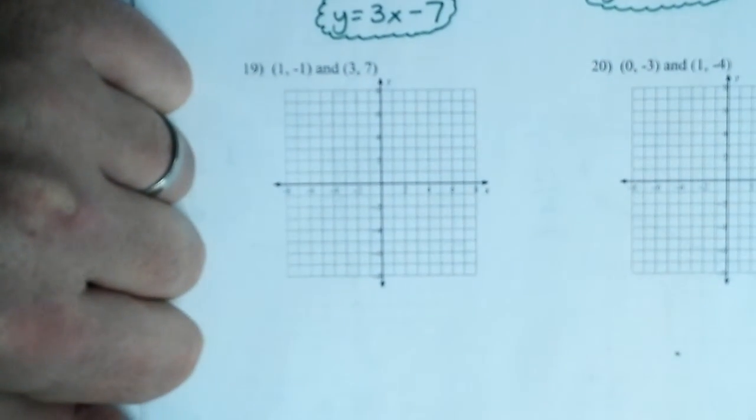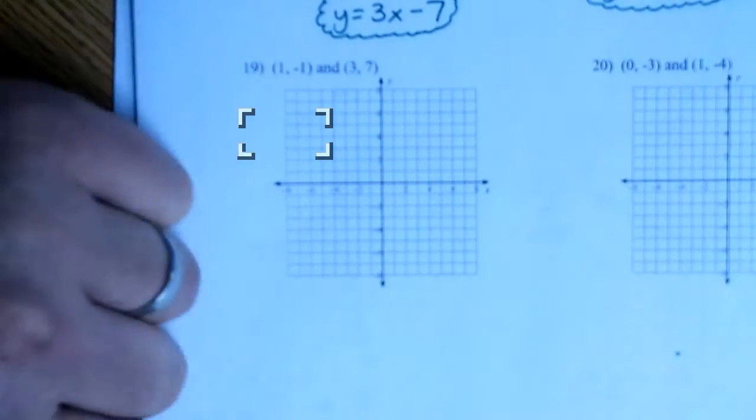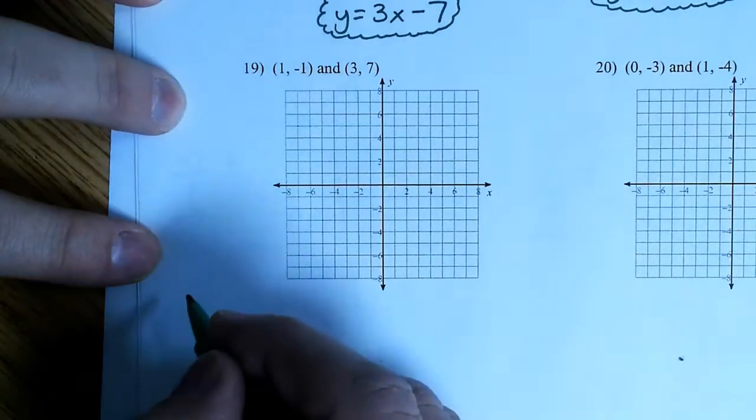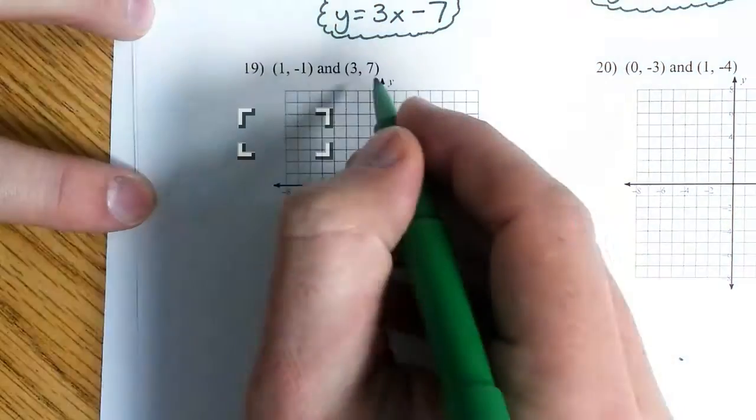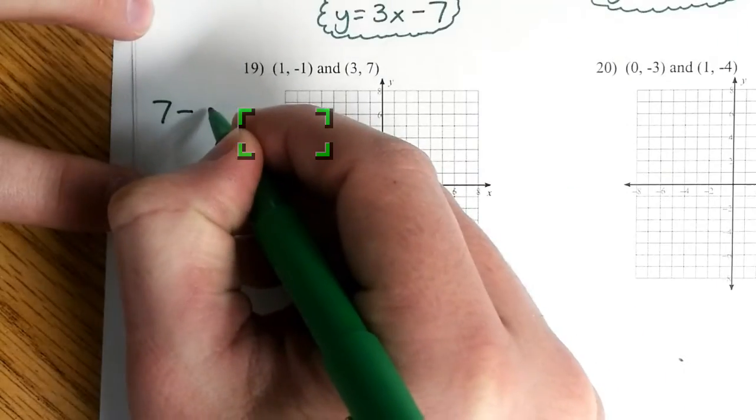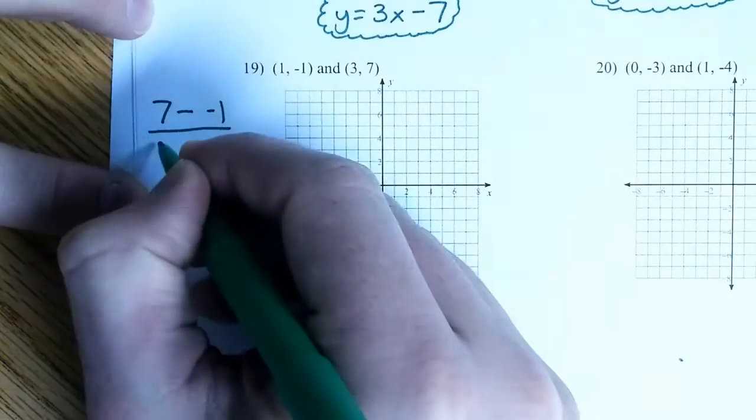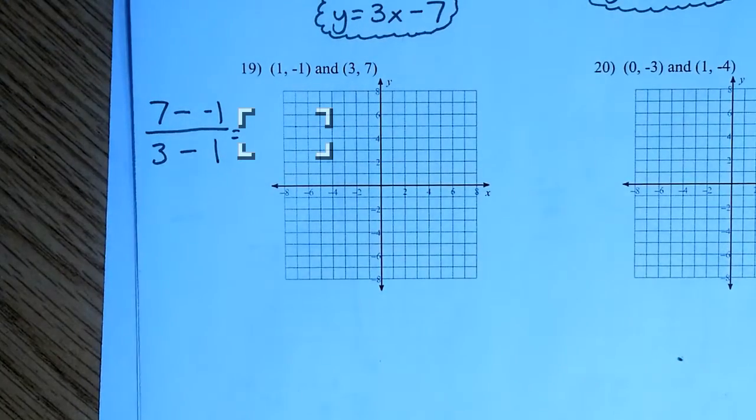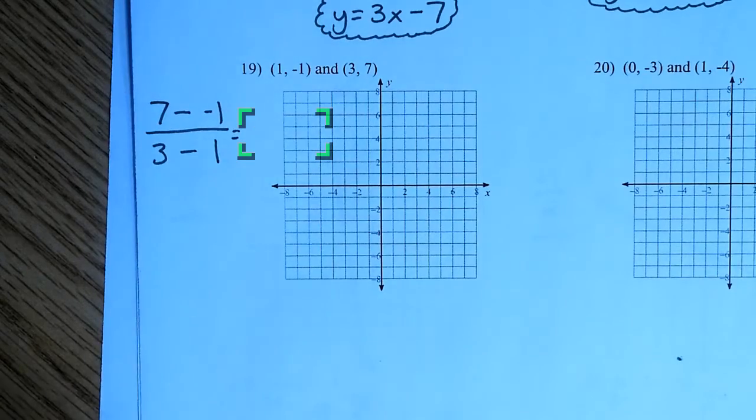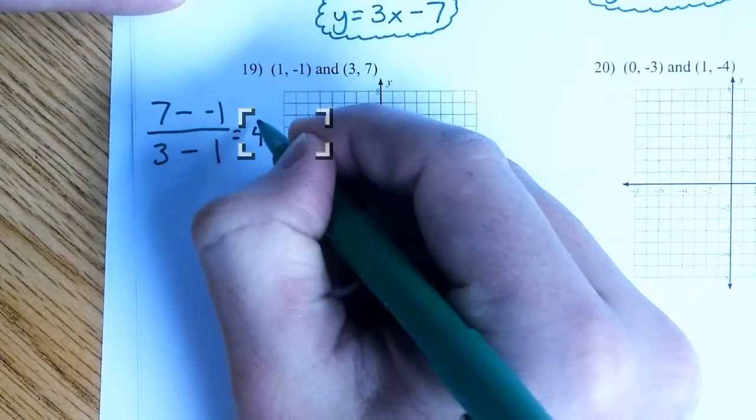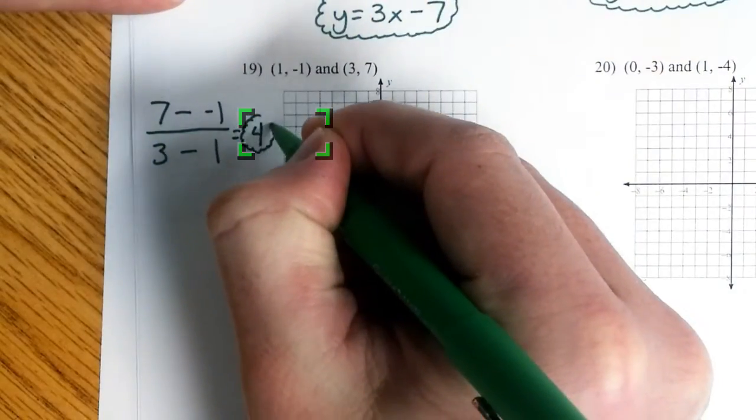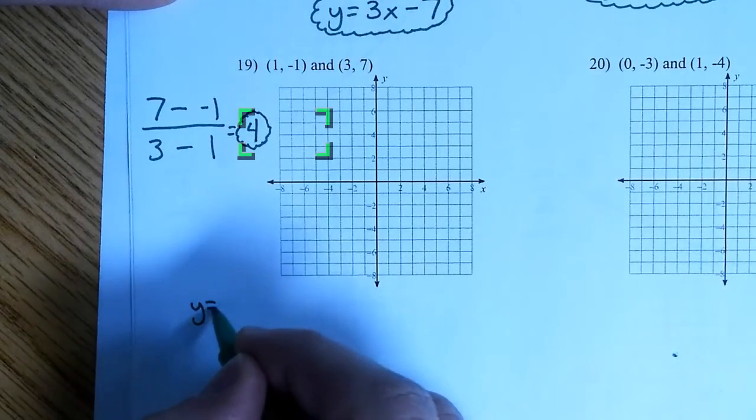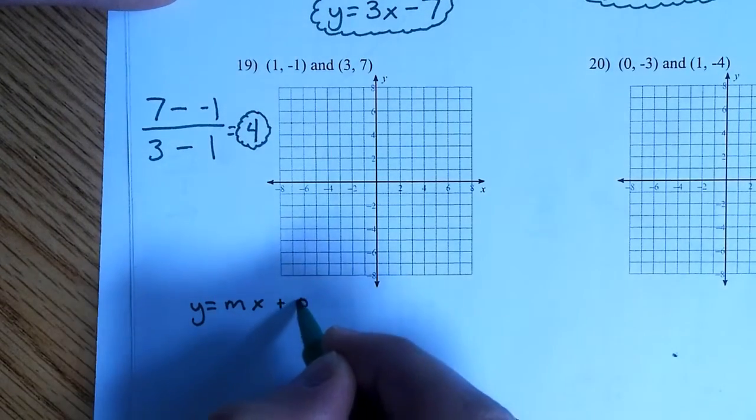So, 19 and 20, I'm going to go through these pretty quick just because we just did problems like that. Our y2 is 7 minus negative 1 over 3 minus 1. So that gives us our slope, which is 8 over 2, which equals 4. So 4 is our slope. So we do y equals mx plus b.